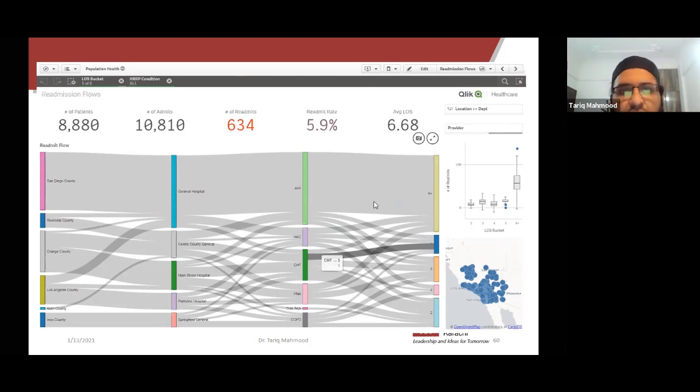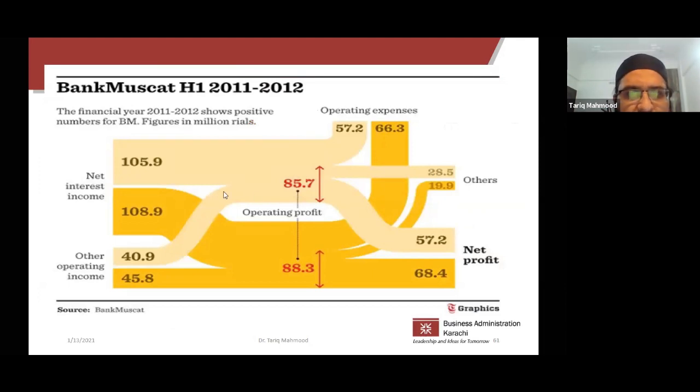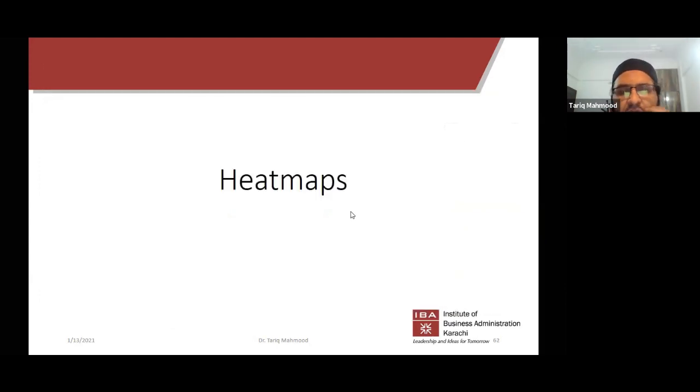This is being done on ClickView. Bank Muscat वालों ने भी ये Sankey बनाई है. It's a bit incomplete, but net interest outcome को आप operating expenses के साथ या others के साथ link up करें.